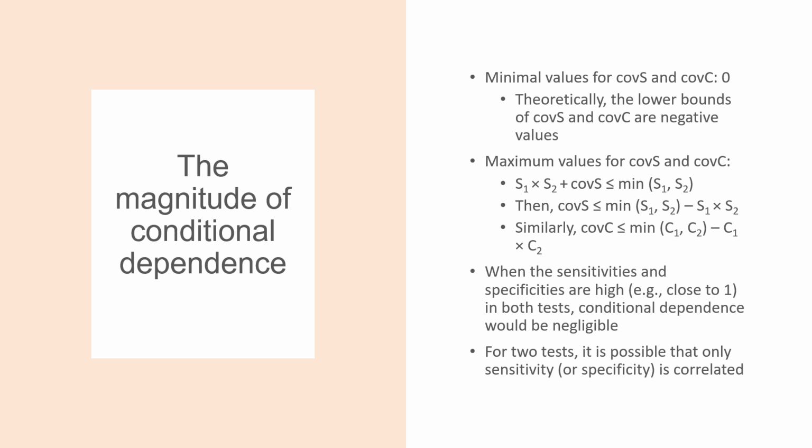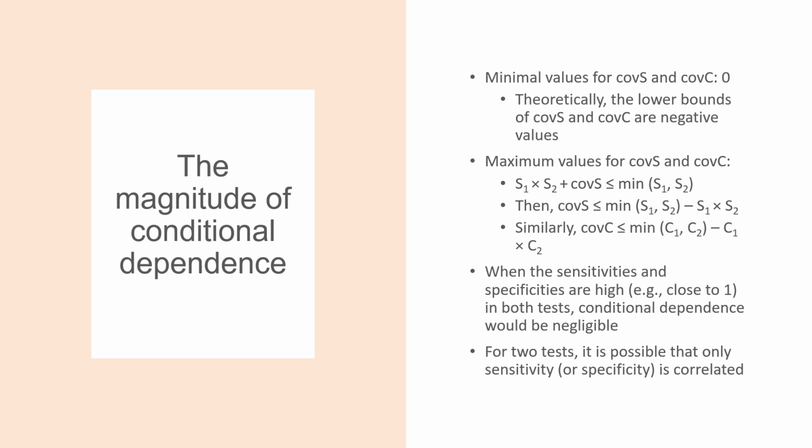Theoretically, the lower bounds of covariance S and covariance C are negative values. A negative covariance S means that a person with a positive result in test 1 has a decreased likelihood of a positive result in test 2. A negative covariance S and covariance C do not often occur in clinical practice, so we can assume the lower bounds are 0 in the economic modeling.